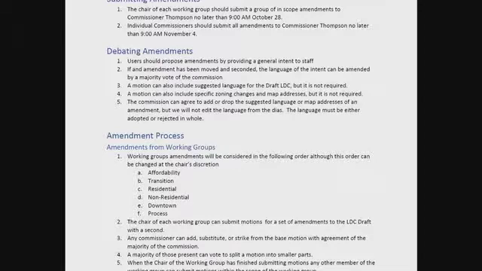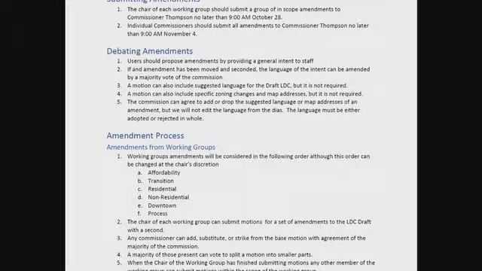Amendments from the working groups will be in this order. Let's talk about that order for a second. Is affordability ready to go first? Transition ready to go next? Residential? Yes. Non-residential? No. Downtown? No. And then process? Ready to go? Okay. So affordability, transition, residential, then process. Non-residential and downtown, we're going to wait until the 5th.